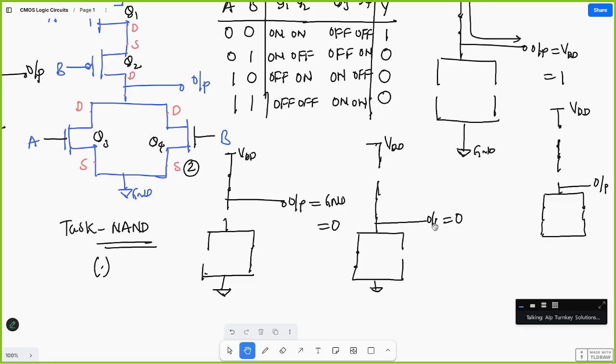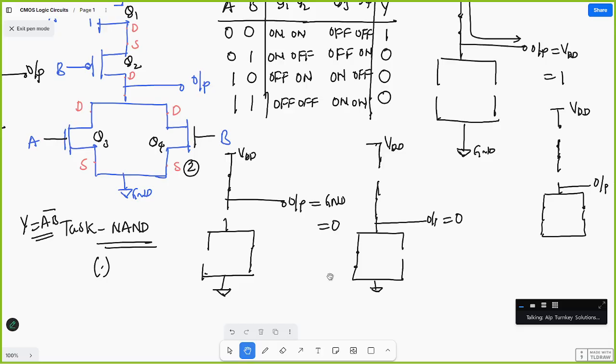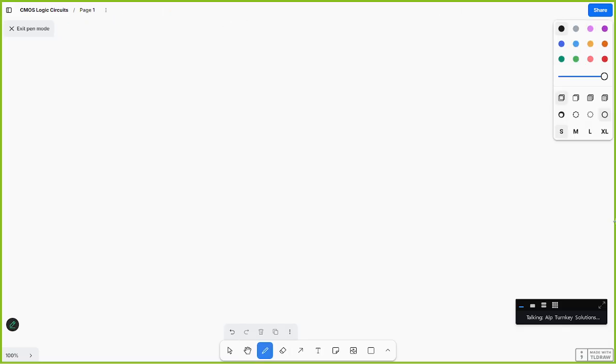Will you do it now? Yes, sir. Okay. Next, the task is you need to design the NAND gate and share the screenshot in the group. So this is y equal to A and B bar. Do it today itself, and just share that. And next, you need to design the Boolean equation using CMOS transistors. How do you design a Boolean equation using CMOS transistors?